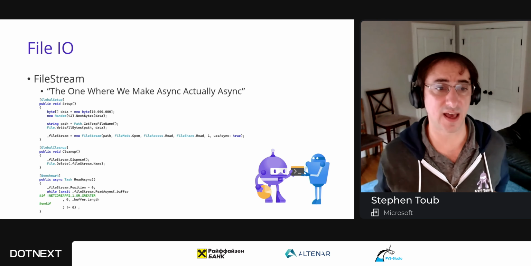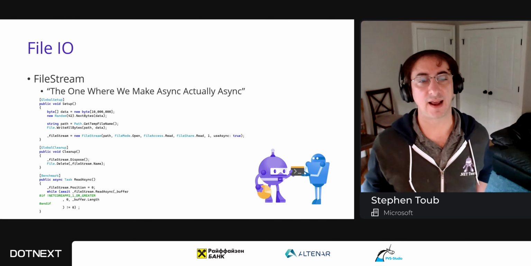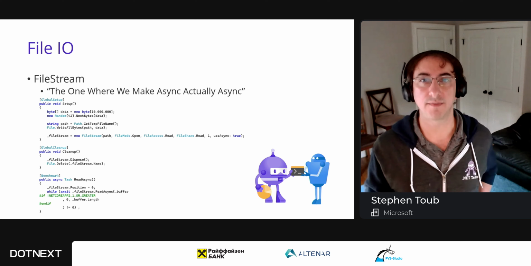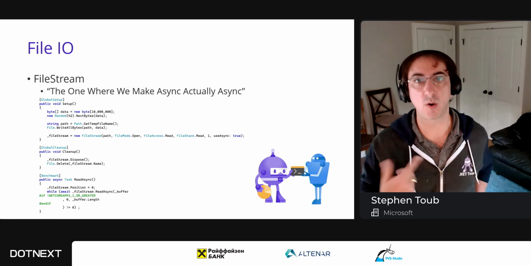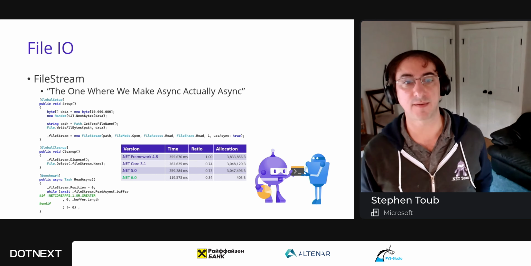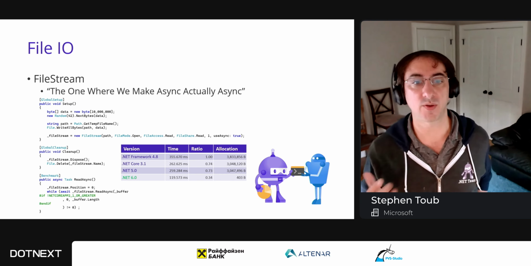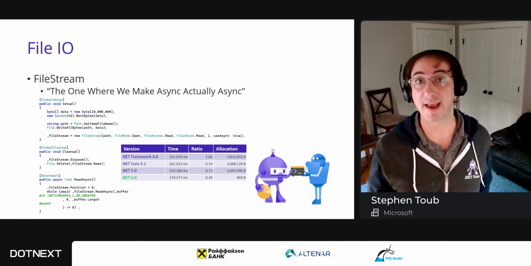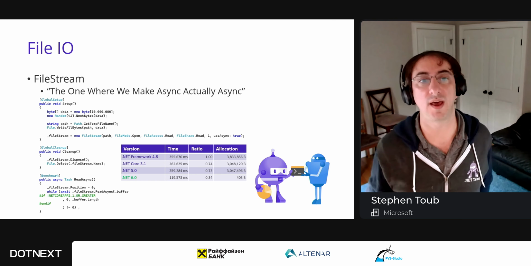I've got a 10 megabyte file, and I'm reading it. I actually don't have the chunk size on the screen, but I think this was either a 1K buffer or a 4K buffer, and I'm just reading the whole file in these 1K or 4K chunks. And you can see that on .NET Framework 4.8, this was taking about 350 milliseconds to do that read and allocating about 4 megabytes of stuff along the way.